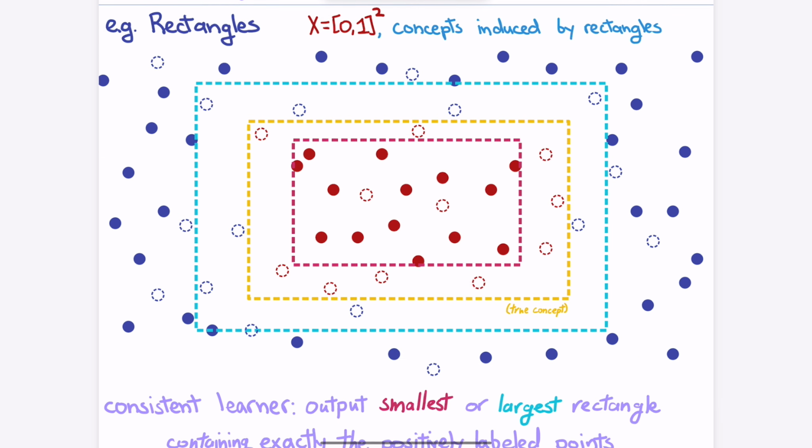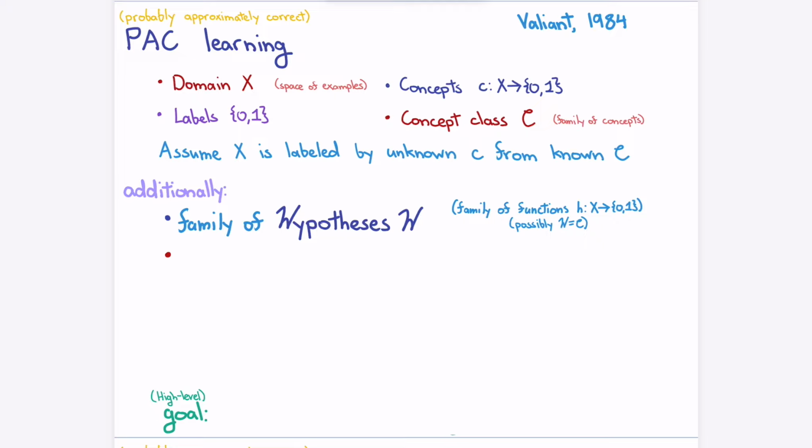So, what are we going to add? Let's see. Okay. So we also have a family of hypotheses. So one thing we're going to do is allow one family of things that are truly labeling it and one family of things that we're guessing. And it's possible they're the same. H could be equal to C, but this model allows for slightly more general things where C can be different from H.